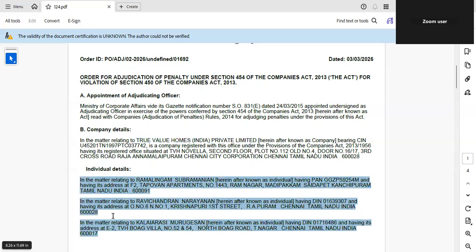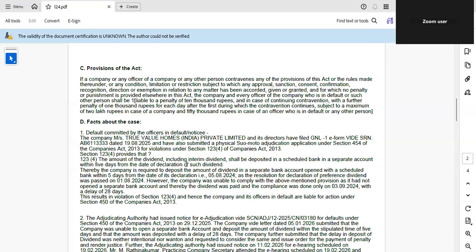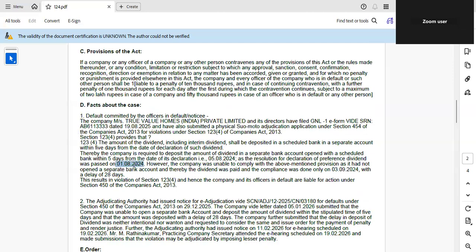Facts of the case: the dividend was declared on 1st August 2024 and the due date for deposit was 5th August 2024, but the actual deposit was done on 3rd September 2024. So this is what they exactly deposited. So the delay is 28 days.